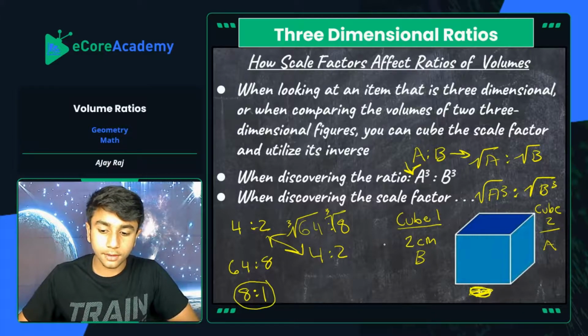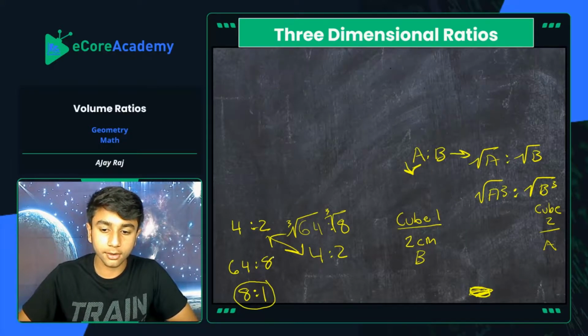And also, if you did not know the value of this volume here, and you knew the volume of cube 2, and you wanted to discover the volume of cube A, all you would need to do is multiply the volume of cube 2 by your volume ratio. Same thing with your area ratio.